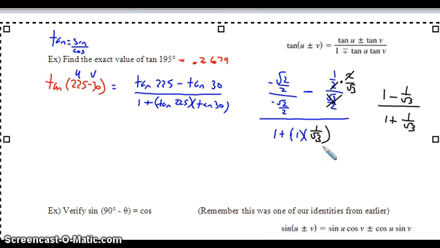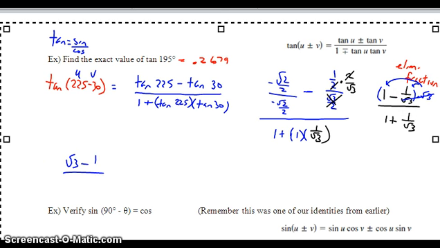Now here's where it gets a little bit confusing. I've got a fraction inside of a fraction. So what I want to do here is I want to eliminate the fraction. And here's how I'm going to do that. In the numerator here, the denominator of this fraction is the square root of 3. So if I can take this entire problem here and times it by the square root of 3, when I distribute that in, I get the square root of 3 minus, these cancel out, 1.